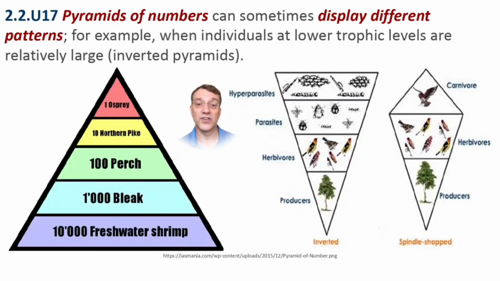A pyramid of numbers simply counts organisms at each trophic level. Interestingly, these can sometimes be inverted, particularly when individuals at lower trophic levels are relatively large. For example, one tree, which is a producer, might support thousands of insects, which are the consumers, and those insects may support dozens of birds, which might then also support one or two predatory birds or other hunters like snakes.